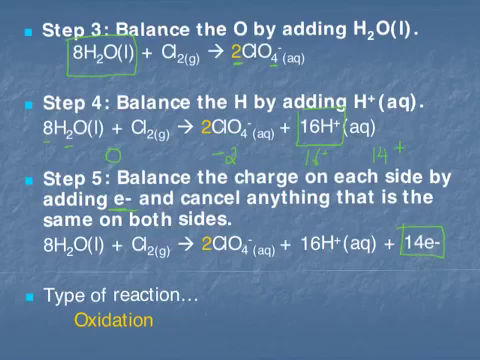And notice we now have electrons as a product. Therefore, we know this is going to be an oxidation reaction. Chlorine is going to lose electrons to the environment.